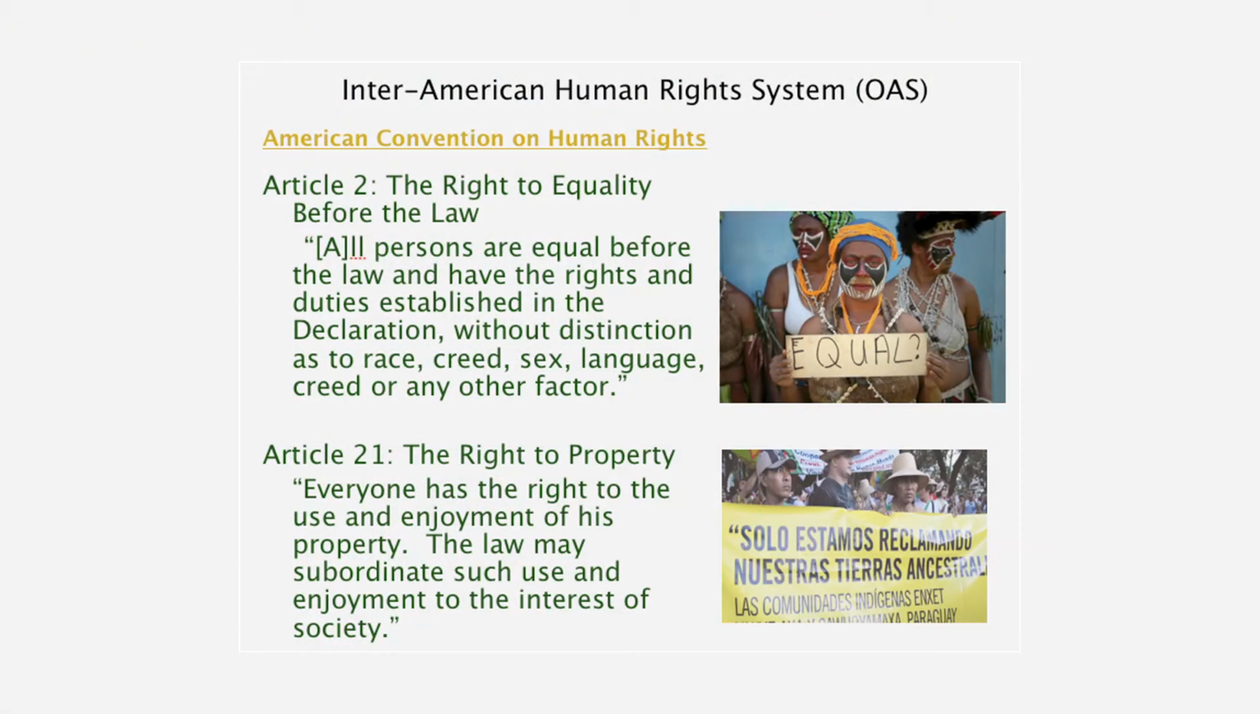Here in the Americas, under the Organization of American States, of which Canada is a member, there is the American Convention on Human Rights, which Canada has not signed on to. Under that treaty, it talks about the right to equality. It talks about the right to property. So we have this framework of international law that has been established and continues to grow. And how is that interpreted in terms of the rights of Indigenous peoples? How do these international instruments relate to Indigenous peoples?